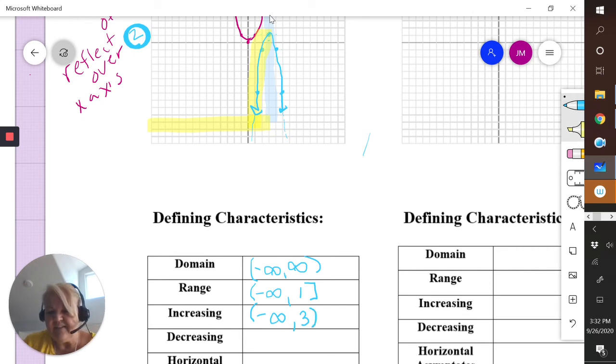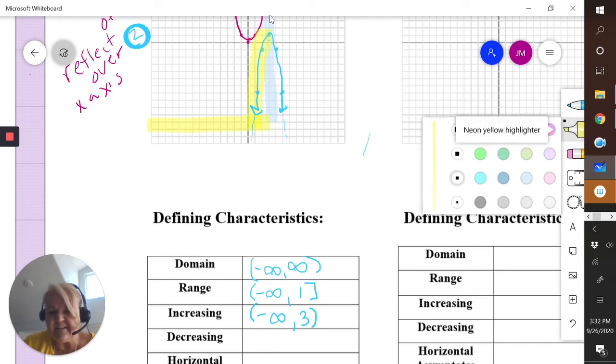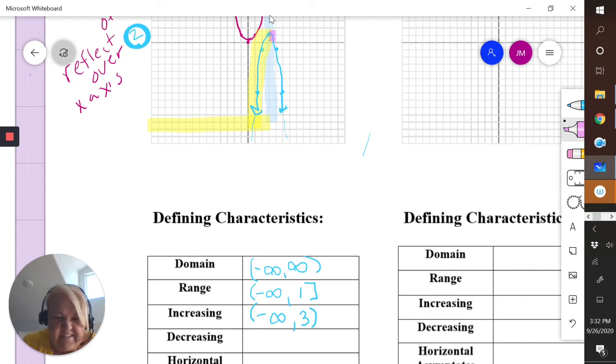Okay, where is my graph decreasing? It's decreasing from here to here. What are the x values represented from here to here? They are 3 to infinity. And we never include the 3.